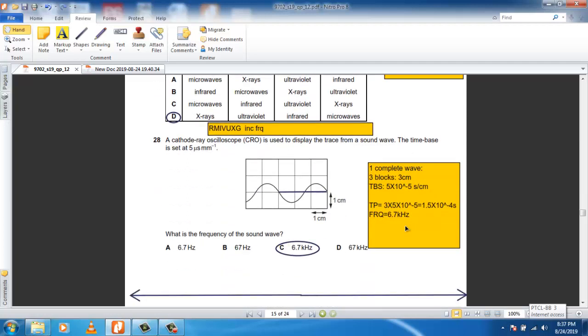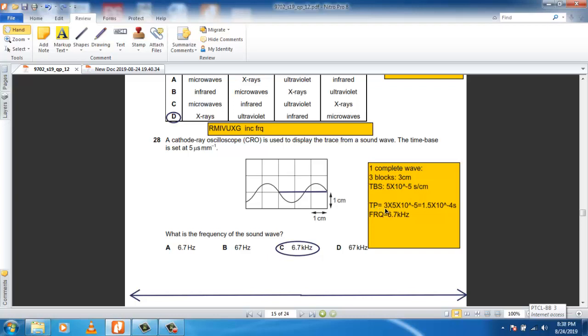Question number 28. A cathode ray oscilloscope is used to display the trace from a sound wave, the time base is set at 5 microseconds per millimeter. What is the frequency of the sound wave? You just have the time base setting given. You just calculate the boxes for one complete wave. It's 1, 2, 3. 3 blocks. Okay, so 3 blocks means 3 centimeters. And the time base setting is 5 microseconds per millimeter. Convert this millimeter into centimeter. So this becomes 5 into 10 to the power negative 5 seconds per centimeter.